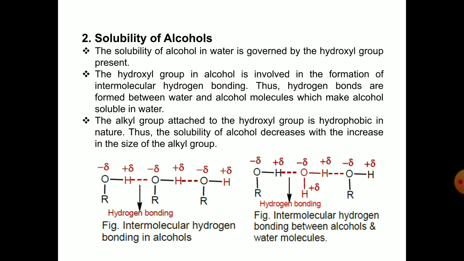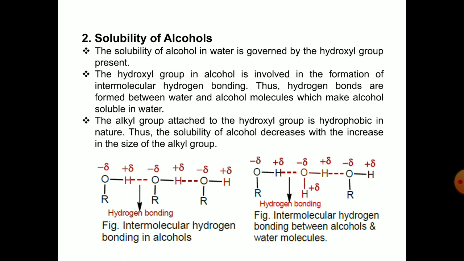If you take one water molecule and one alcohol molecule on the right hand side, ROH is the alcohol and HOH is the water molecule. The partial negative charge is developed on oxygen and the partial positive charge on hydrogen. The same thing happens in the other molecule. So, the partial positive charge of the hydrogen of alcohol bonds with the partial negative charge of the oxygen of water. As a result, a hydrogen bond is formed, known as intermolecular hydrogen bonding between alcohol and water. Due to this reason, alcohols are soluble in water.